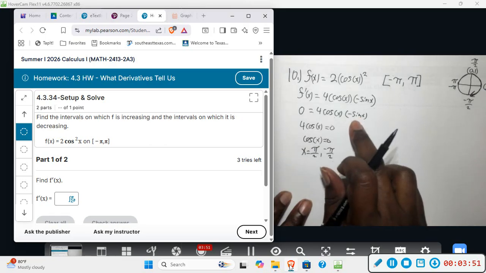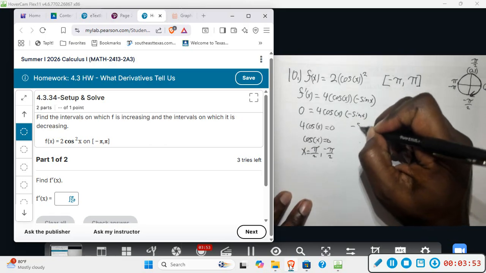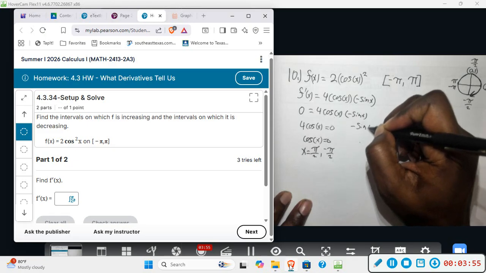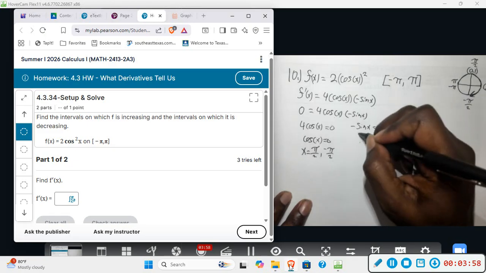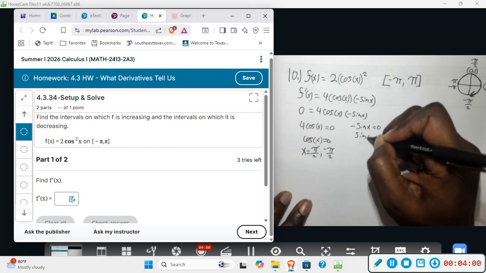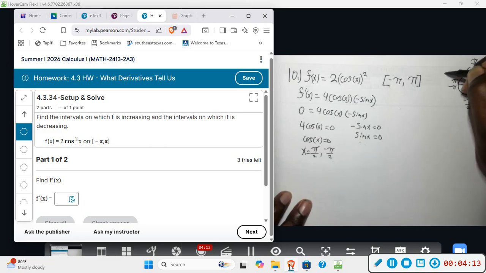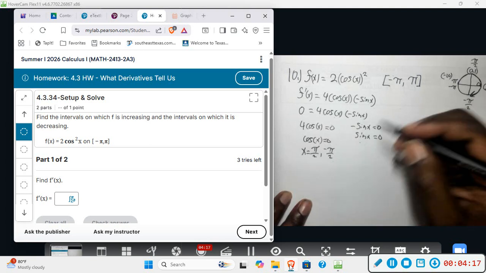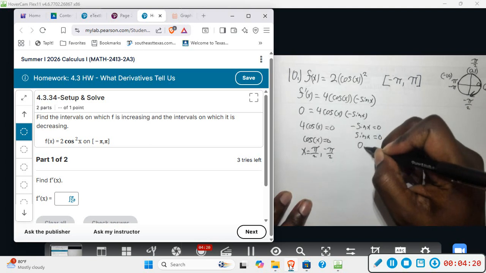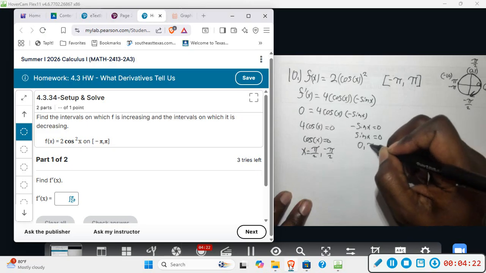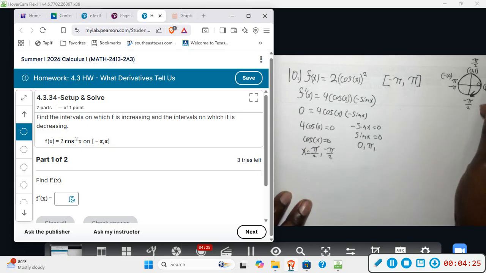Values that make sine x equal 0. Divided by negative 1 is just sine x. It doesn't matter. 0 is not positive or negative. Values that make sine 0 are going to be 0, which gives you 1, 0, and pi. Pi will give you the ordered pair negative 1, 0. So we are looking at 0, pi, and negative pi.